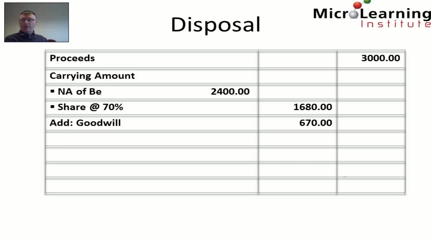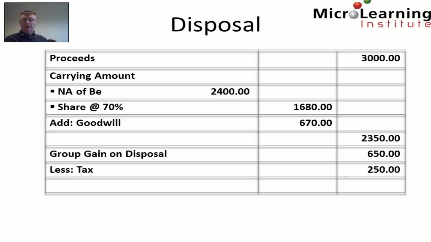However, of course, because we didn't purchase Beanie at its fair value, we purchased at a premium over and above its fair value, we also recognize goodwill of $670, just calculated from the previous working, in our holding of Beanie. So consequently, the total carrying amount of Beanie is $2,350. This gives us a group gain on disposal of $650. But of course we must remember that we've already paid tax as an individual entity of $250, and this is reduced from the carrying amount of the group gain.